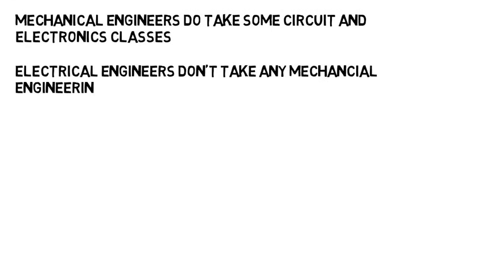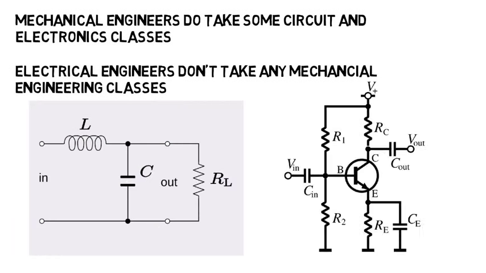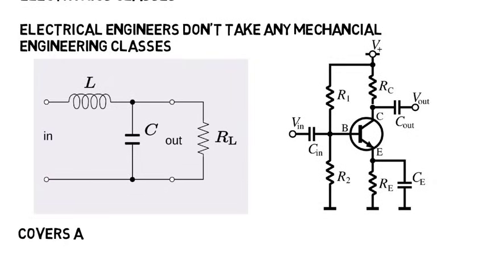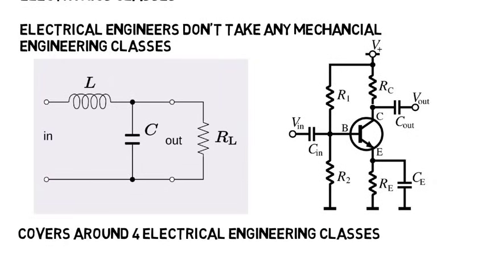Now, mechanical engineers do take some circuit and electronics classes, whereas electrical engineers don't take any mechanical engineering classes, so keep that in mind. Honestly, a lot of mechanical engineers don't enjoy their circuits classes because it's not what they're interested in. But as a mechanical engineer, you will take about two classes on circuits and electronics, which surprisingly covers around four electrical engineering classes. It's just condensed and simplified for the mechanical engineers. They go through it faster, but in less depth.